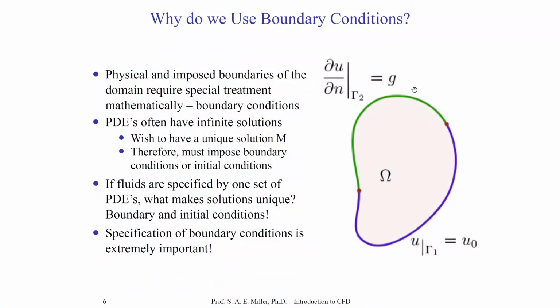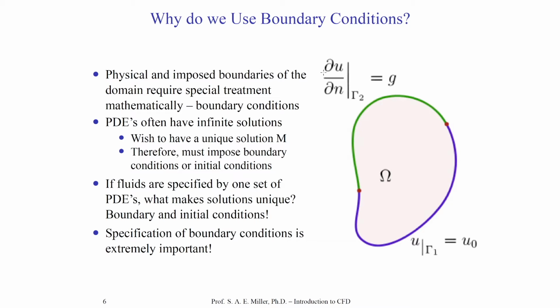In this slide, I've shown on the right a simple domain. We'll call that omega in 2 dimensions, and there could be some unknown variable u. On this purple part of the domain, we've written u at gamma, where gamma represents the outside of the domain, will be equal to u naught. This is the so-called Dirichlet boundary condition, where we directly specify the unknown variable on the boundary.